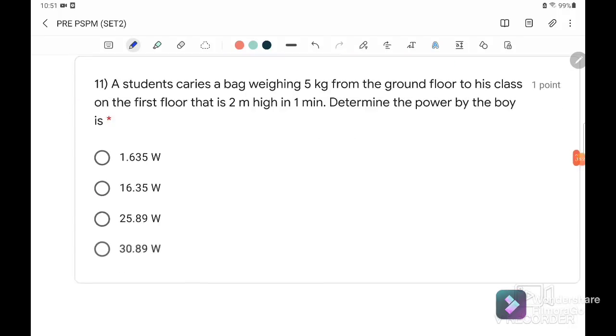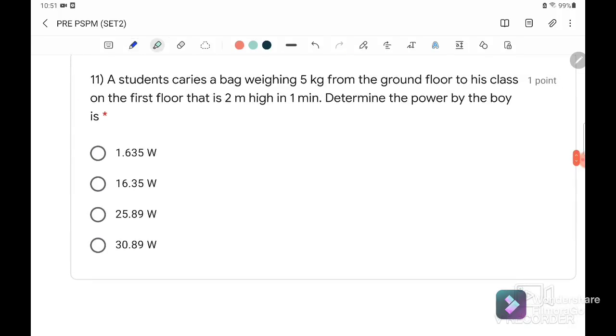Okay, next question is number 11. A student carries a bag weighing 5 kg from the ground to his class at the first floor, 2 meter height, in 1 minute. Determine the power by the boy. So power equals work done over time taken, and work done in this case is equal to mgh.